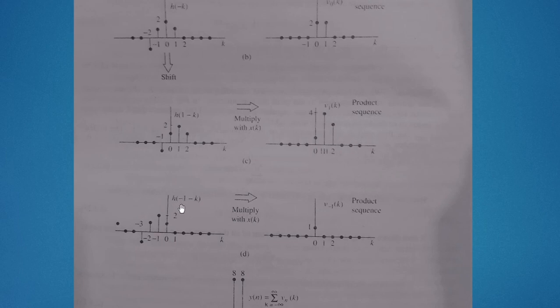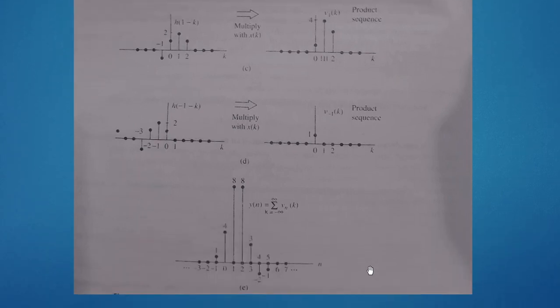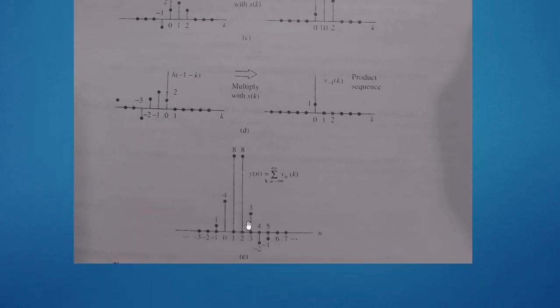Similarly, shifting to the other side, you will have h minus 1 to get the y minus 1, h minus 2 to get the y minus 2, h minus 3 to get the y minus 3. In each and every case, it has to be multiplied by xk. You get this product. In the end, you do the summation of all these. In this, it is 4 plus this plus this. In this, it is 1 plus 0, 0, something like that. When you do the summation, you get the yn.